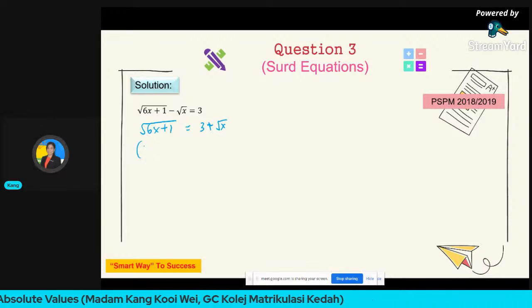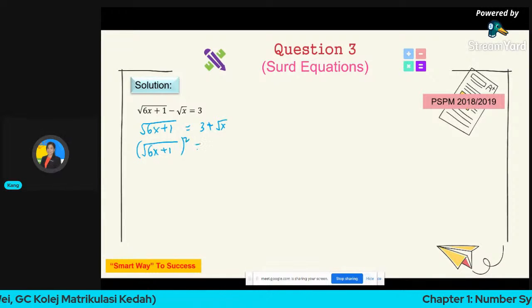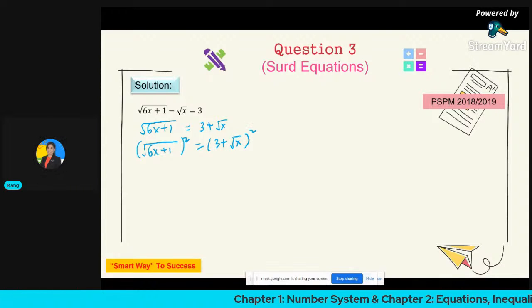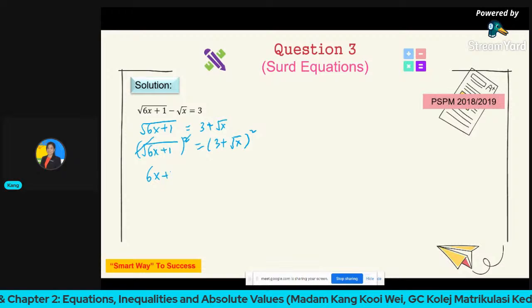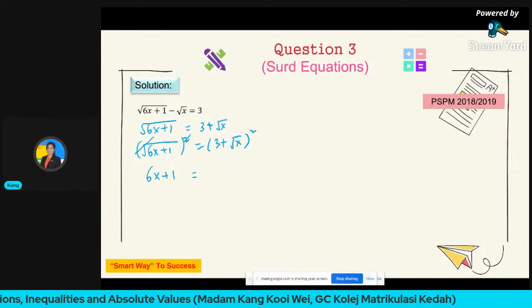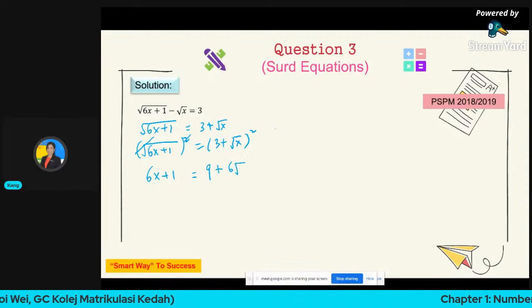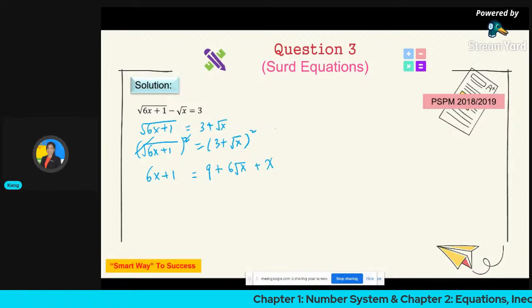After that, the next step, we need to squaring the both side. Remember the step of solving. Squaring the both side. For surd equation, we need to squaring the both side in order to cancel the surd and the square. So you get 6x plus 1. For this part, we do the quadratic expansion. 3 square is 9. 3 times 2, 6 x plus with surd and square eliminate, become x.